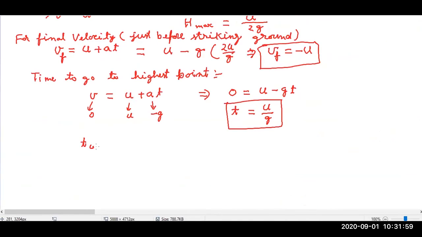Time for upward journey and time for downward journey, both are equal and they are equal to u by g.